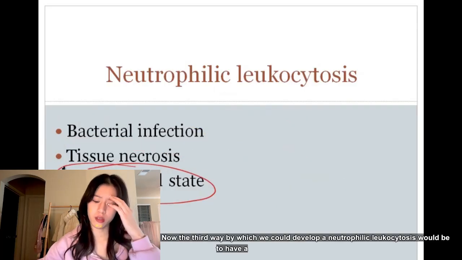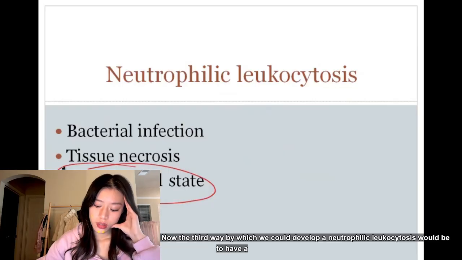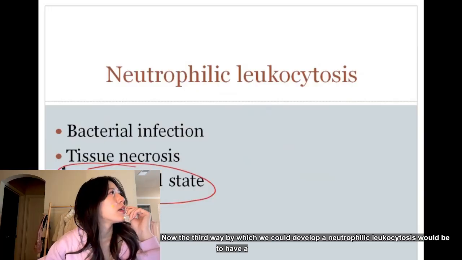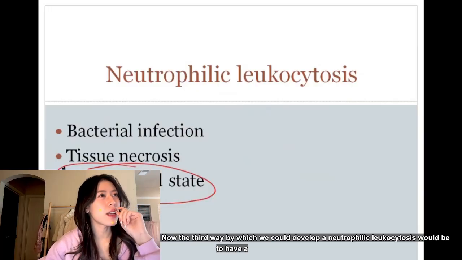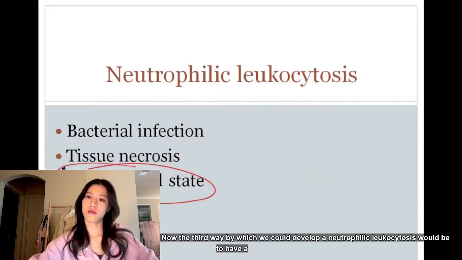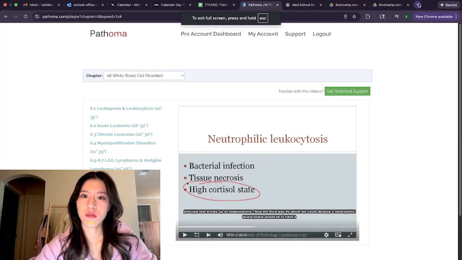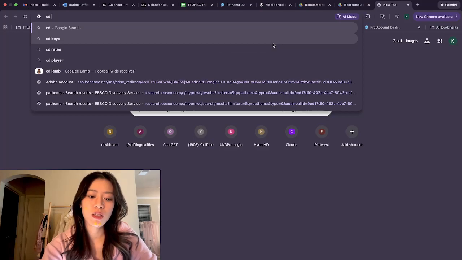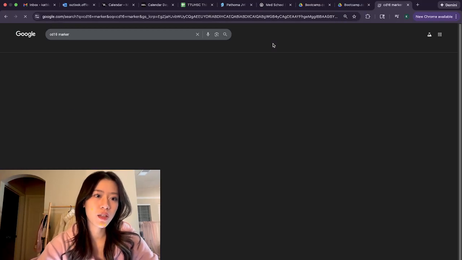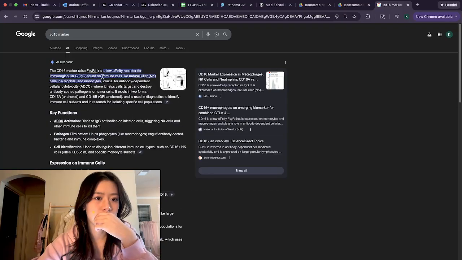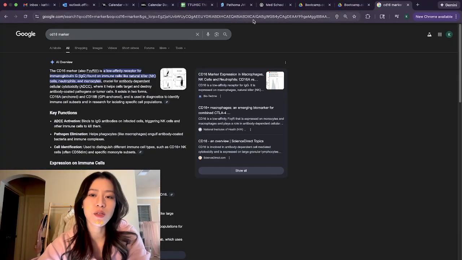Now, wait. Decreased FC receptors or CD16. Am I tripping, or is CD16 not natural killer cells? And CD56? CD16 marker. Oh. Okay, it is also not natural killer cells, neutrophils. Oh, okay. But I'm assuming CD56 is only natural killer cells.